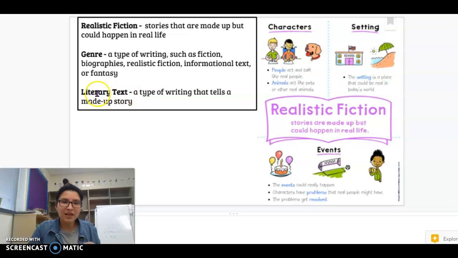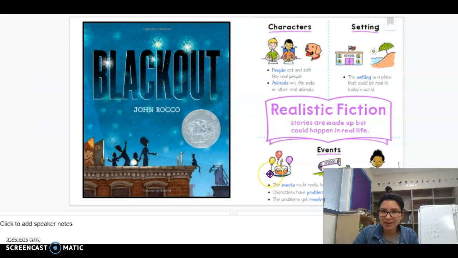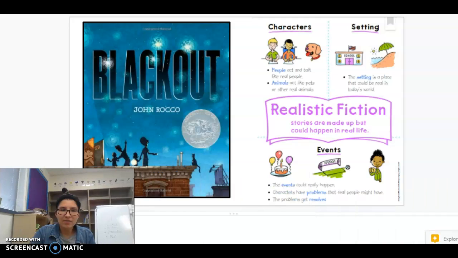Now, I just wanted to introduce you to this word. If it's a little confusing or you need more time to think about it, that's okay. We'll go over this word throughout the week. But let's go ahead and look at a literary text or realistic fiction that we have already read before. Does this look familiar? Blackout. We've read this, I think, once, and I believe you read this with another teacher as well. So this book right here is a great example of realistic fiction.